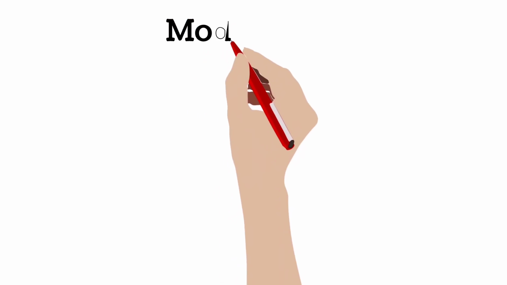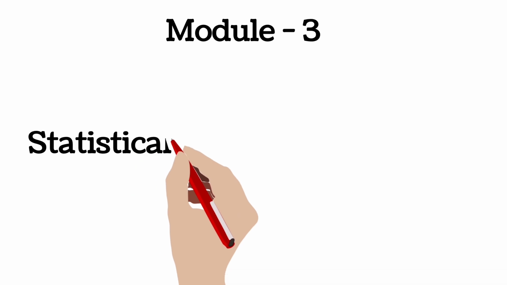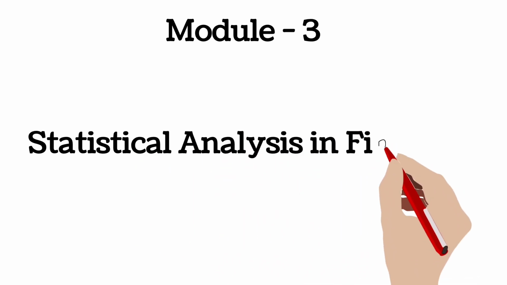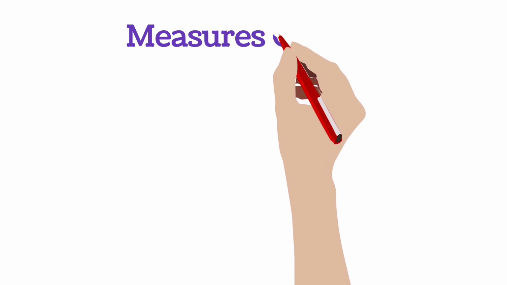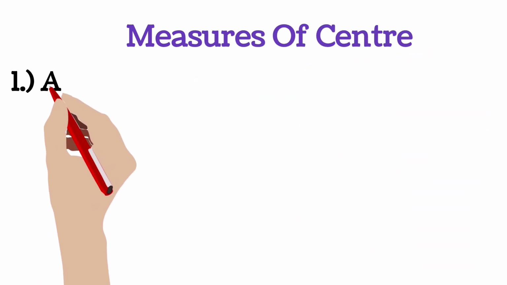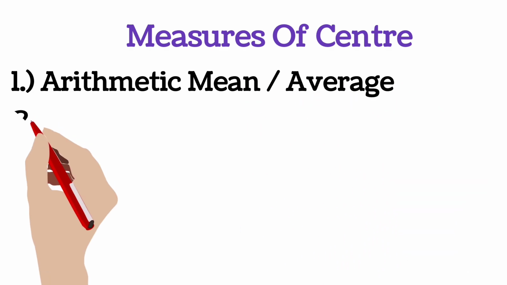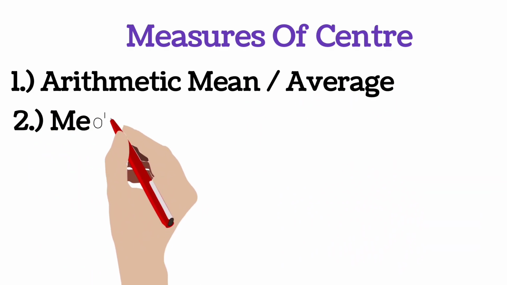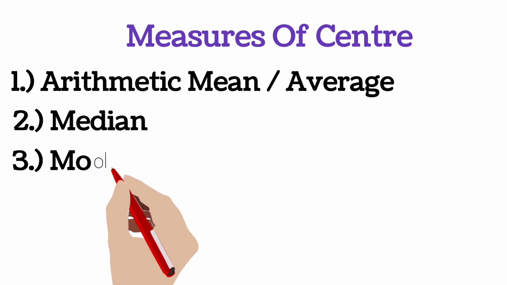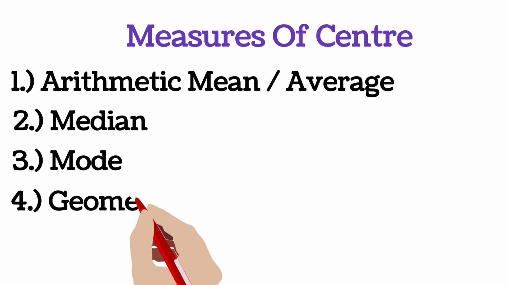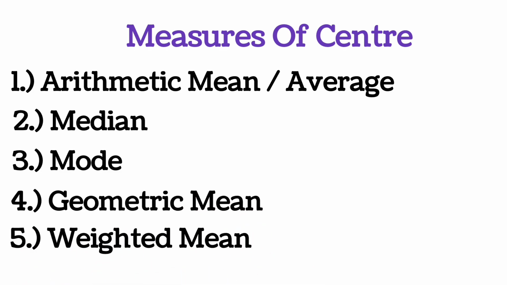Today's video is about our next module, the third, that is Statistical Analysis in Finance. Here we have studied various tools that we use in statistics. Let's start with the first, that is measures of center. There are mainly 5 types of measures of center that we use: arithmetic mean, median, mode, geometric mean and the weighted mean. Now we will briefly discuss each of these.